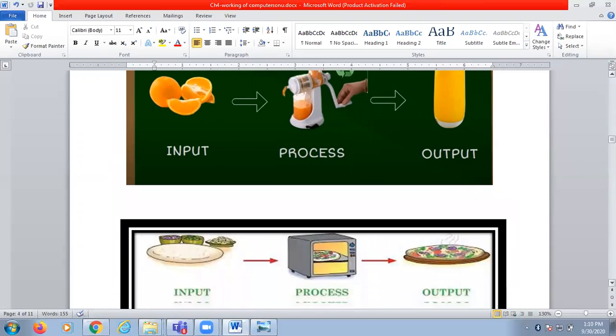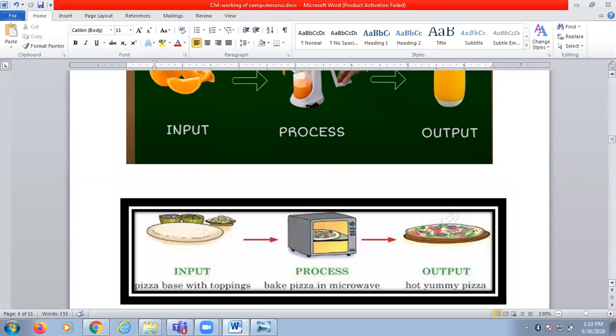Let us make a pizza. Do you all love pizza? I hope you all love pizza. So what is the input? Input is my pizza base with the topping and vegetables. What is the process, girls? My process would be that I put my pizza into the microwave. And what is the result? My yum pizza is made. Is it okay? So, I hope IPO cycle is clear.